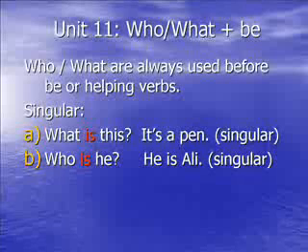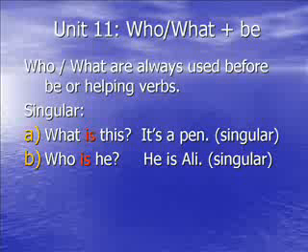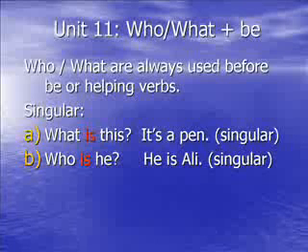Example B, you can see who is he. So it means that you're asking about one person, one man. So who is he? Here you cannot say who are he. You're asking about one person. So when you're asking about one person, you should use who is he. He is Ali.